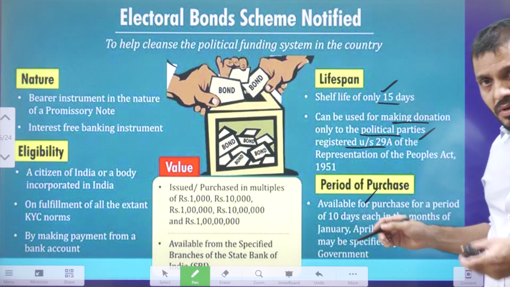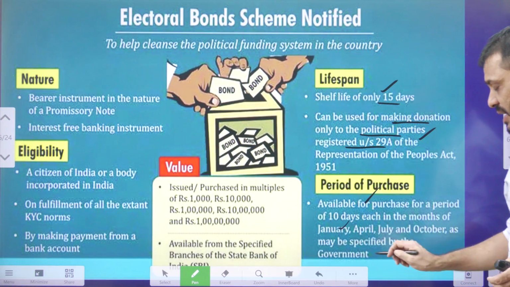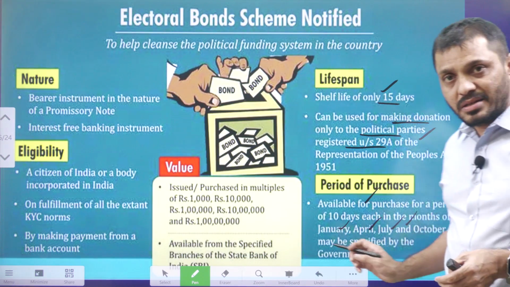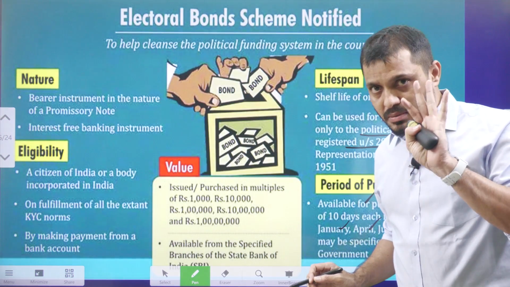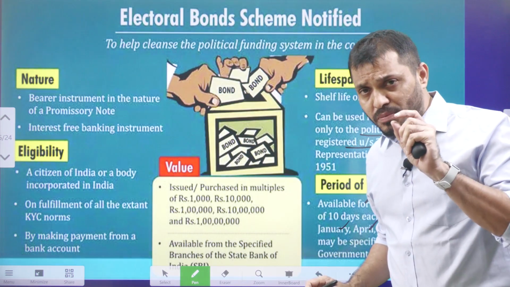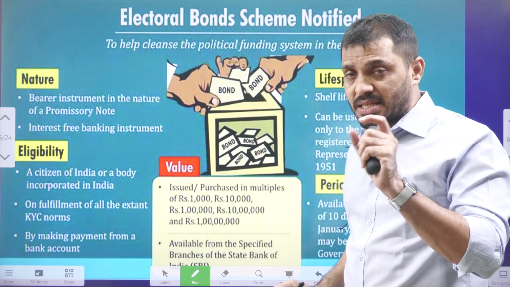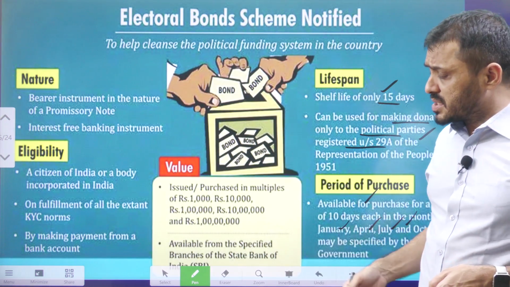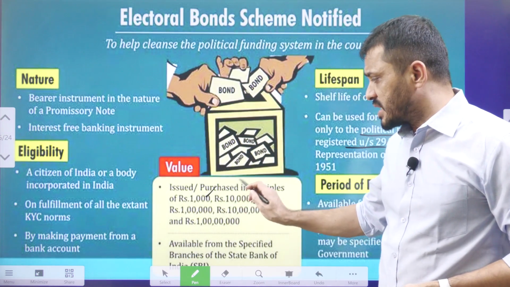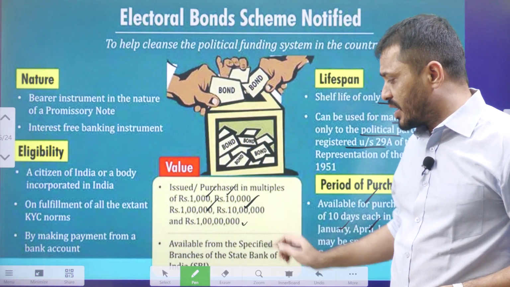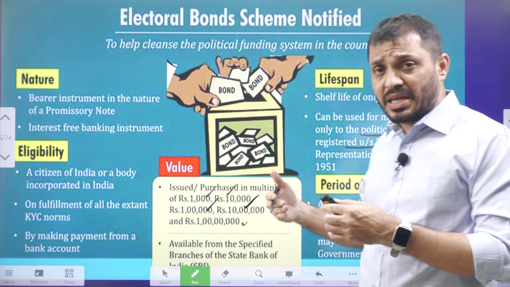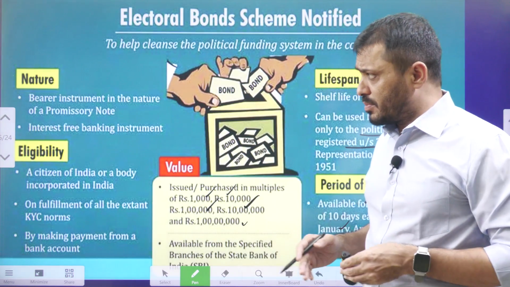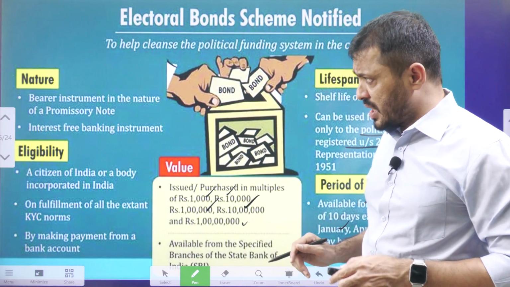And what is the period of purchase? In the months of January, April, July and October. That means only 4 months yearly, and within those 4 months, only a specific 10 days are allowed for purchasing electoral bonds. Electoral bonds can be purchased in multiples of 1000, 10,000, 1 lakh, 10 lakh and 1 crore. A person or a company can buy any number of electoral bonds. There is no restriction on that.